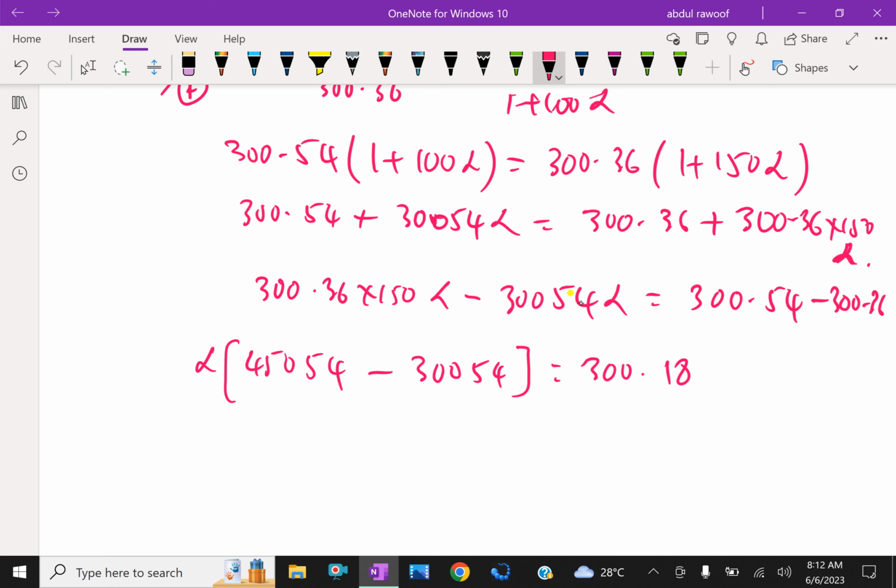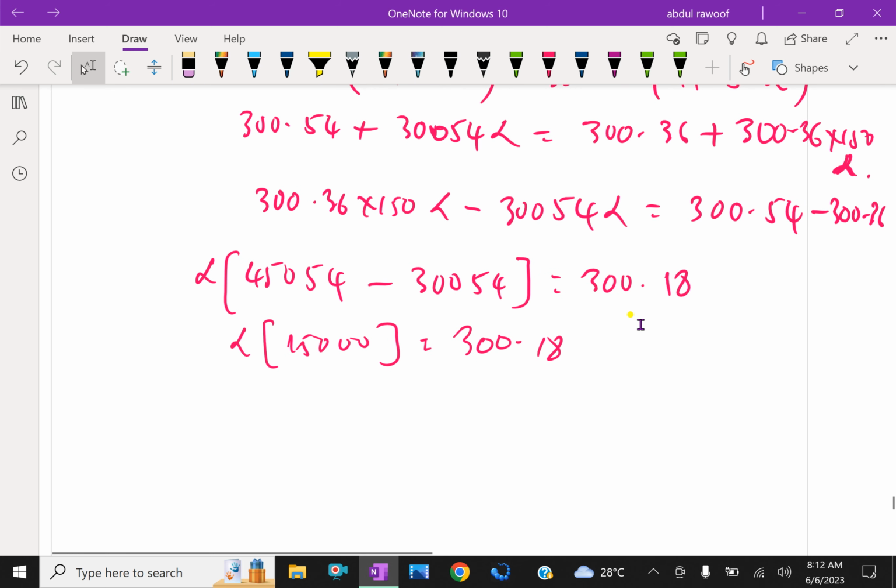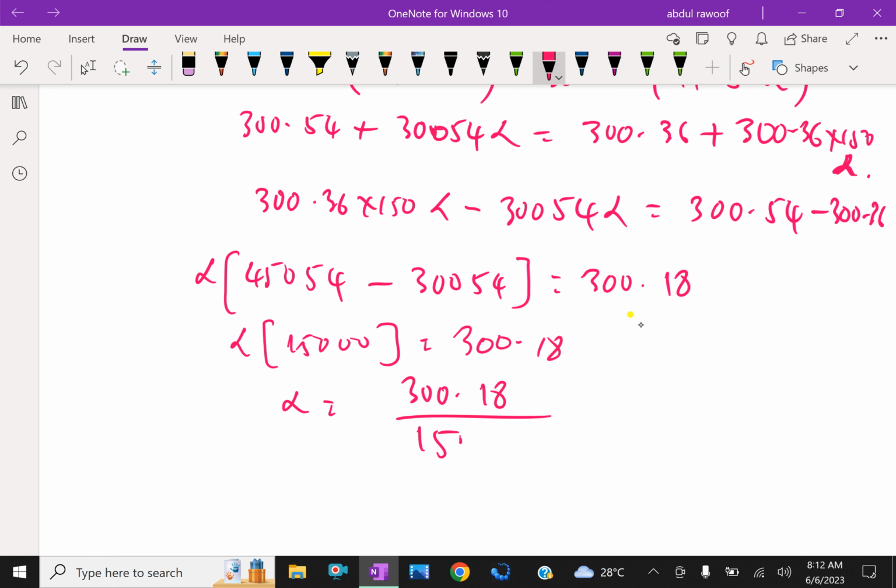Now subtraction: 300.54 minus 300.36 equals 0.18. Now from this you get alpha equals 0.18 over 15000, which gives 1.2 into 10 raised to minus 5 per degree Celsius.